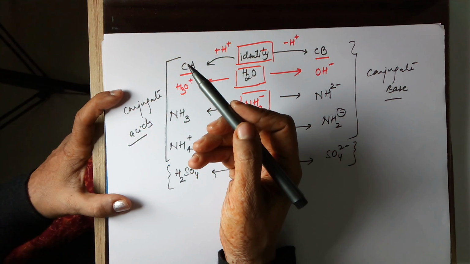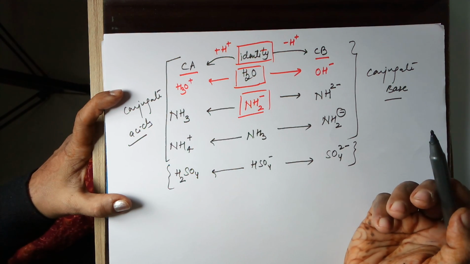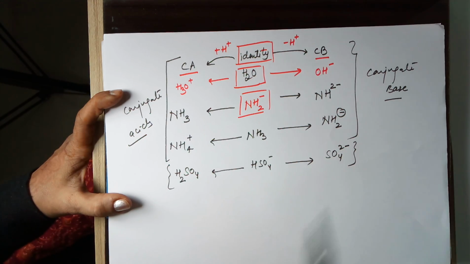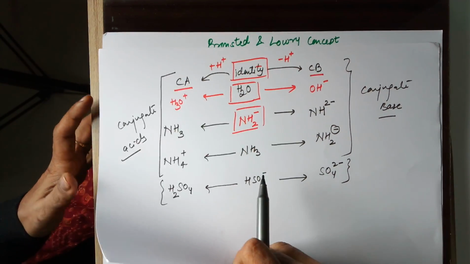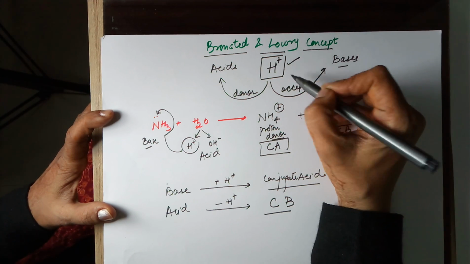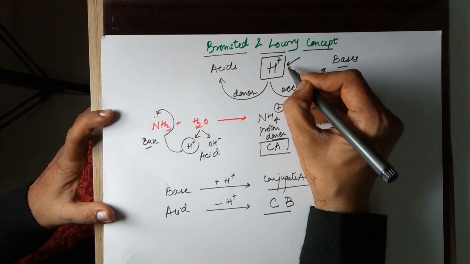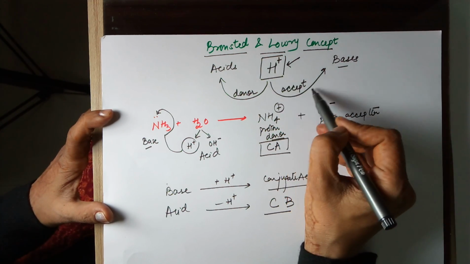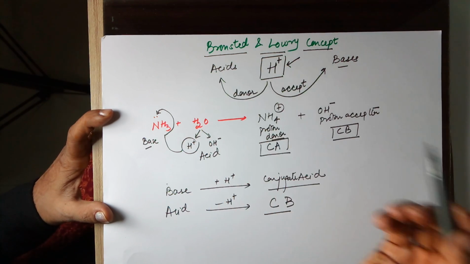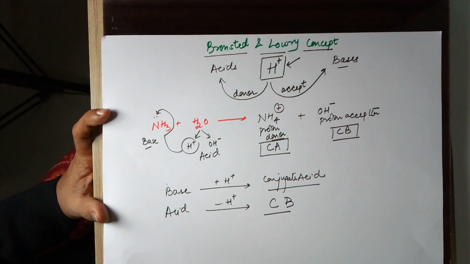An acid according to the Bronsted and Lowry concept is a proton donor, and a base according to the Bronsted and Lowry concept is a proton acceptor, as we initially did. So all concepts of Bronsted and Lowry are related to a proton, where if a proton is accepted, such an identity is called a base. If it can be donated, such an identity is called an acid.